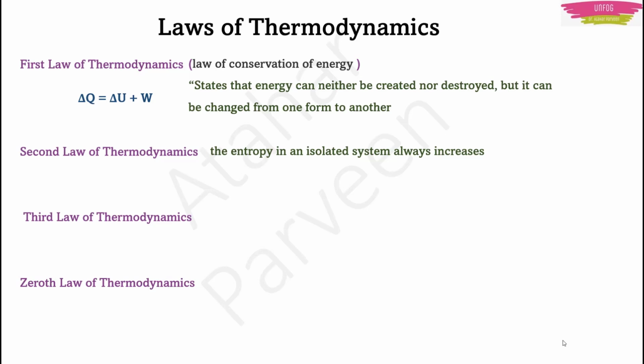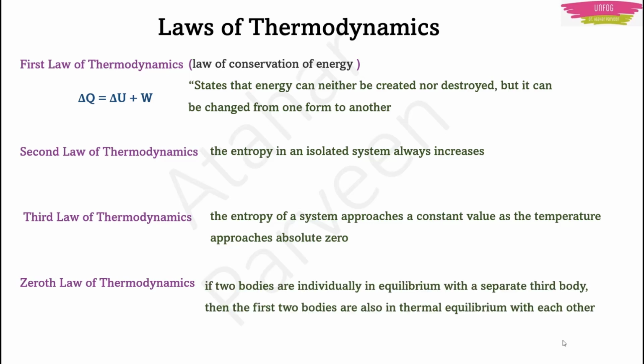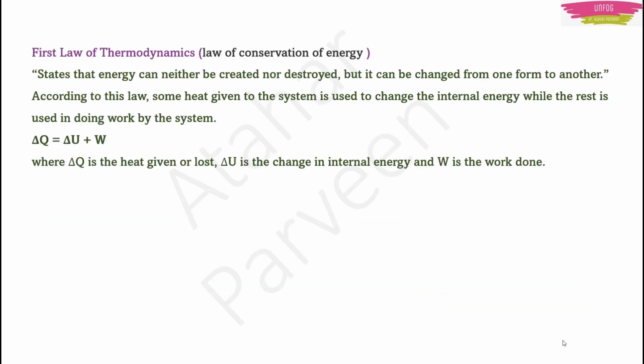Okay, then third law of thermodynamics states that the entropy of a system approaches a constant value as the temperature approaches absolute zero. Then zeroth law of thermodynamics, this is the more basic law. It states that if two bodies are individually in equilibrium with a separate third body, then the first two bodies are also in thermal equilibrium with each other. Now let's talk about these laws one by one with more description.